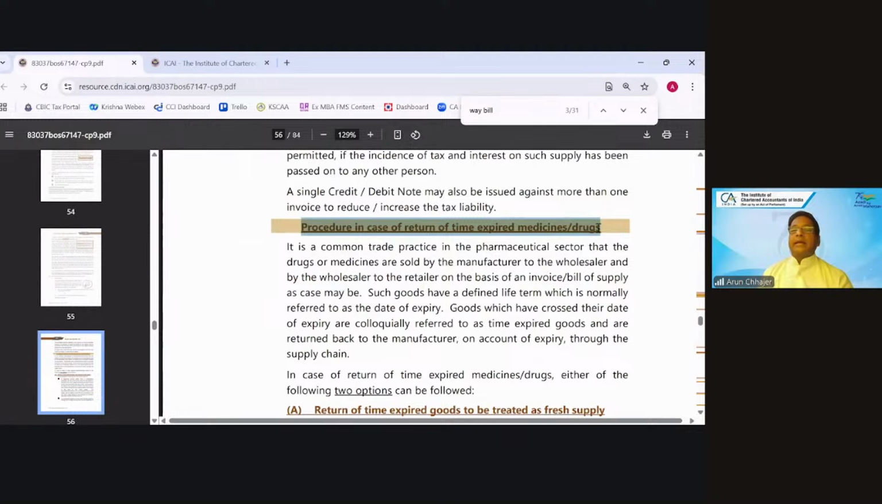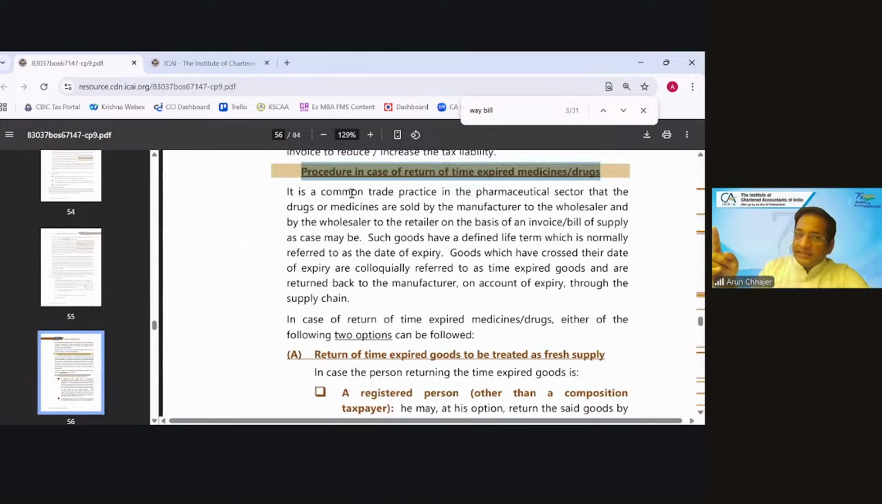Procedure in respect of time expired medicine or drugs. That was, I think, a very beneficial circular. It says that, let's say I'm a manufacturing company of pharmaceuticals and Mr. A is the dealer or distributor. It is a common trade practice in the pharmaceutical sector that the drugs or medicines are sold by the manufacturer to the wholesaler and by the wholesaler to the retailer on the basis of the invoice or bill of supply, as the case may be.